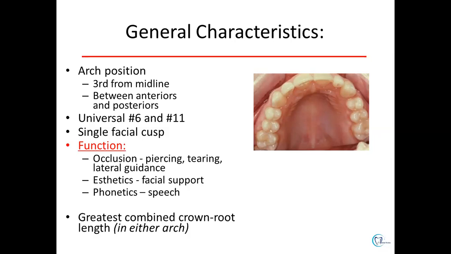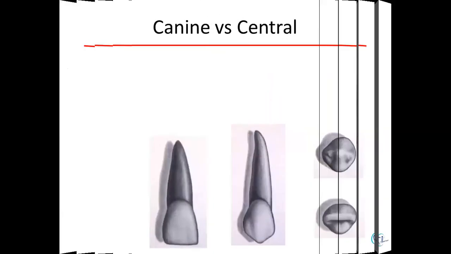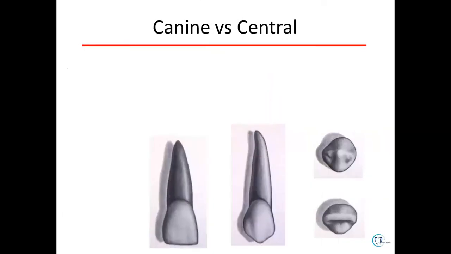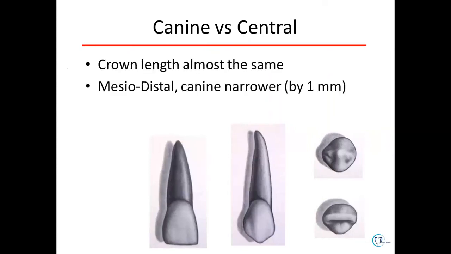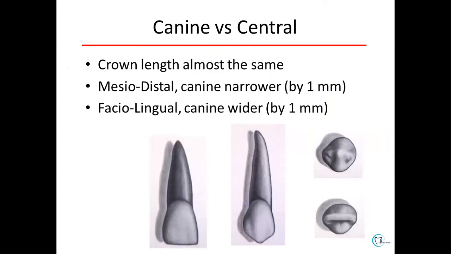When we see the dimensions, they have the greatest crown-root length in either arch. In the maxilla as well as in the mandible, canines are the longest teeth. When we compare the canine to the central incisors, the crown length is almost the same. The mesiodistal dimension of the canine is narrower in comparison to that of central incisors. However, it is faciolingually wider. So the crown of the canine is mesiodistally narrower and faciolingually wider. These canines are the widest anterior teeth faciolingually.